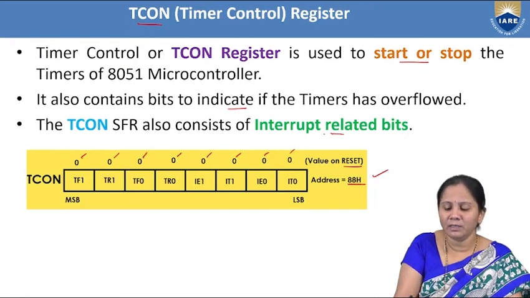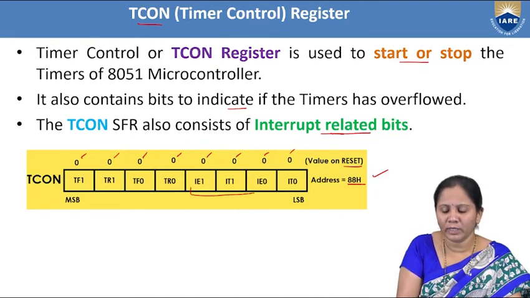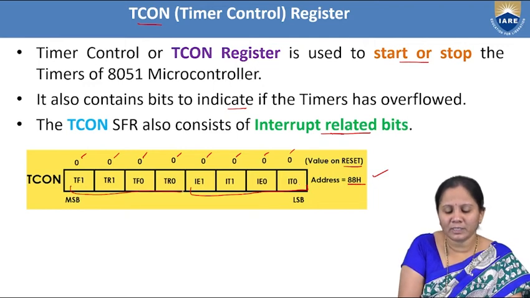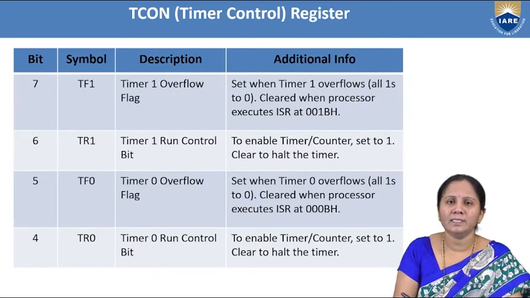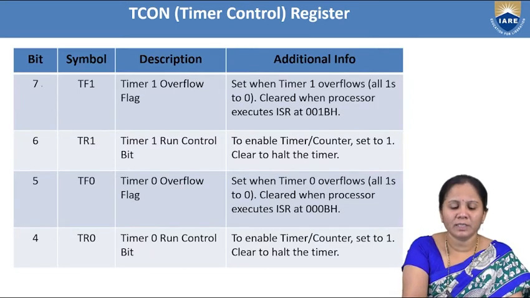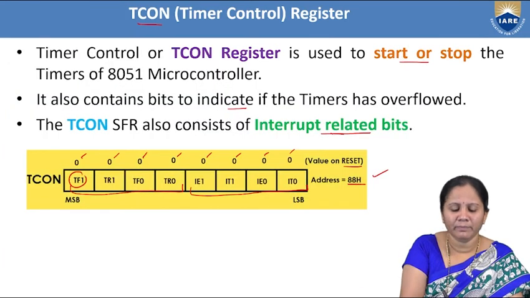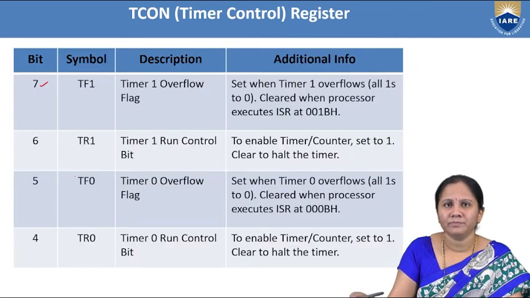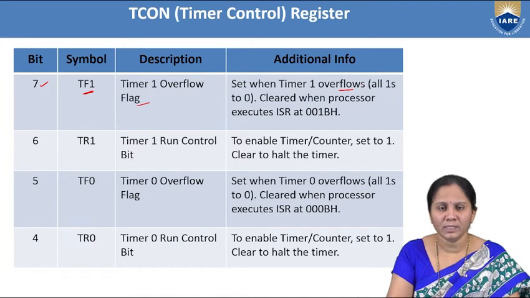So here we have seen it also consists of interrupt related bits. Here are the 4 interrupt related bits, and these are the bits related to timers. It is an 8-bit register. If you see here, the 7th bit is TF1. TF1 represents the timer 1 overflow flag. Generally, it will be set when timer 1 overflows.